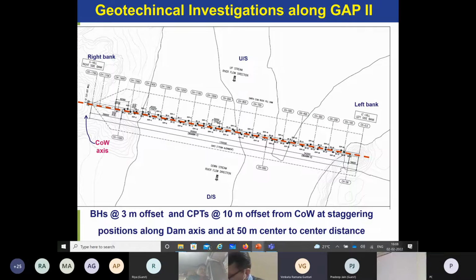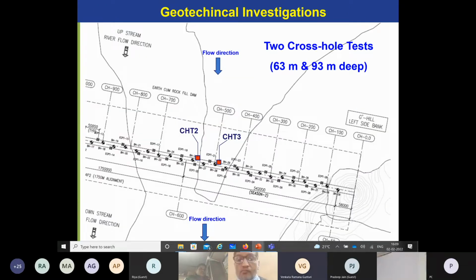To let you know, boreholes were at 3 meters offset and CPTs around 10 meters offset from the cutoff wall. I will talk about it in a minute, and they were conducted along the dam axis. Okay, the cutoff wall, I will just explain to you in a minute. Also, 2 cross-hole tests were conducted. One test was 63 meters deep, the other one is 93 meters deep. And after the 2 tests, one test did not perform well.